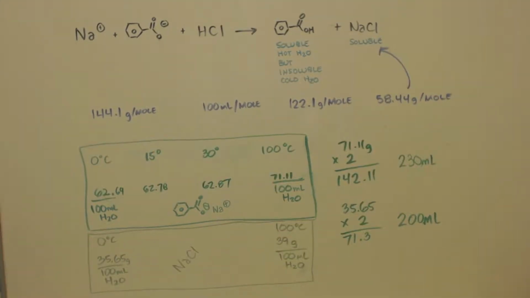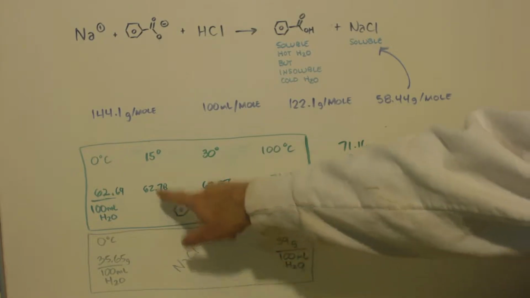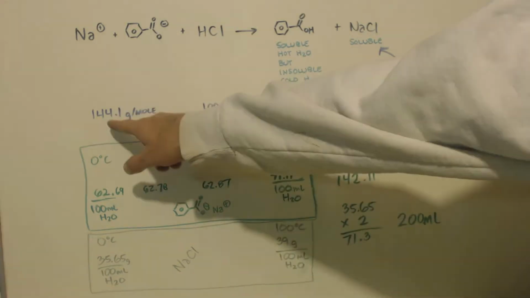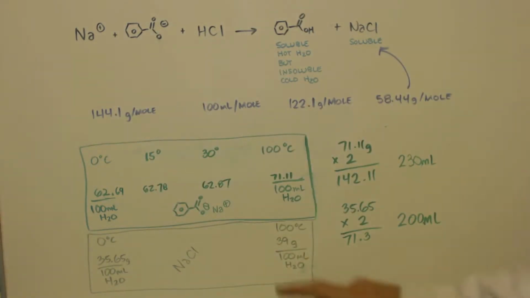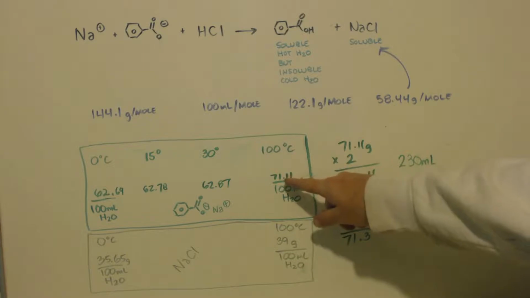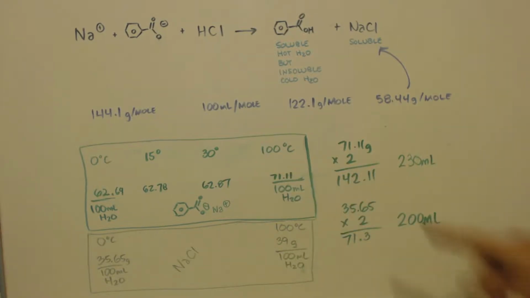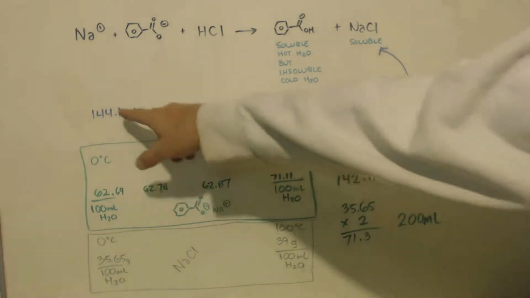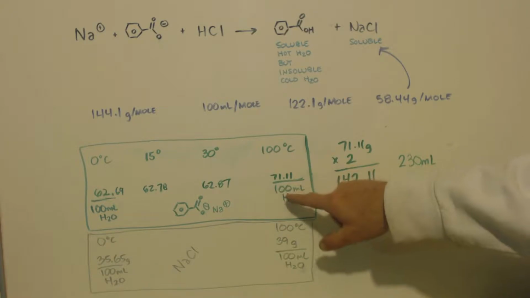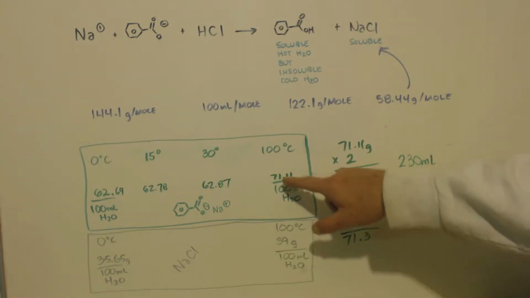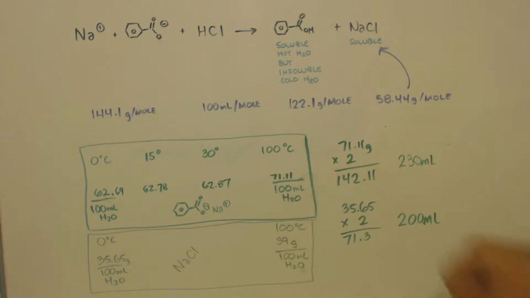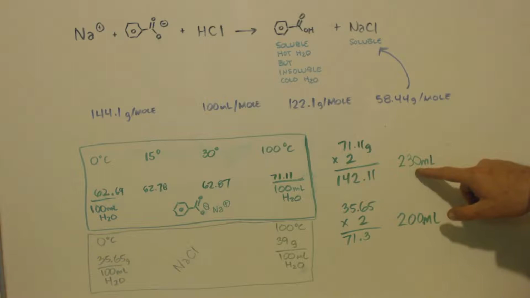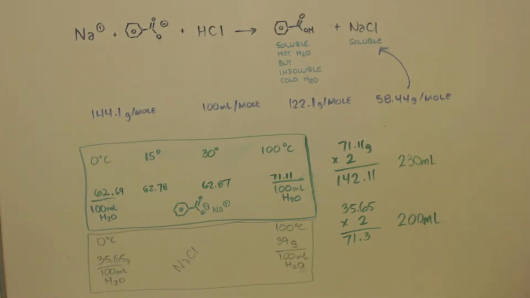How much water am I going to use? Let's see. This is sodium benzoate solubility, and this is sodium chloride solubility. I have 144 grams of sodium benzoate. At 100 degrees Celsius, 71 grams can go into solution. I times that by 2, it's 142 grams. So I need slightly more than double, because these are solubilities per 100 milliliters of water. So I would need 200 milliliters of water, plus a little bit more. I did the math, it came out to 230 milliliters, and it's going to go up to 250.